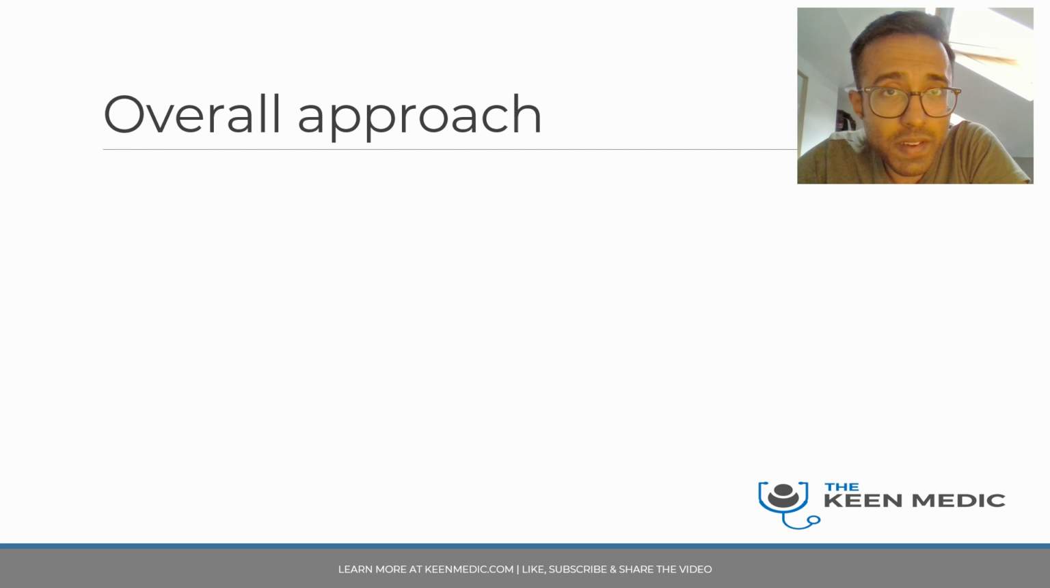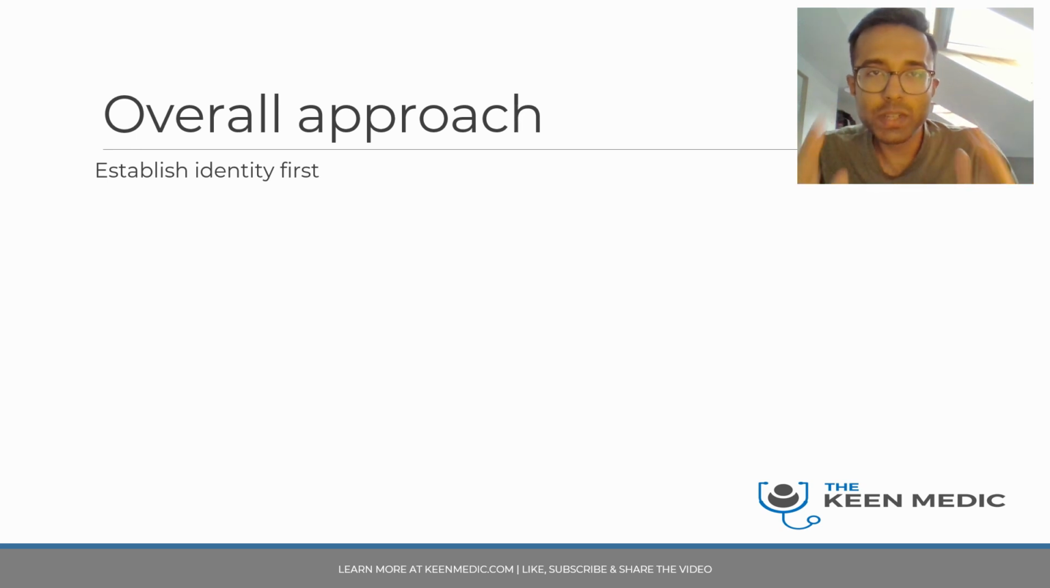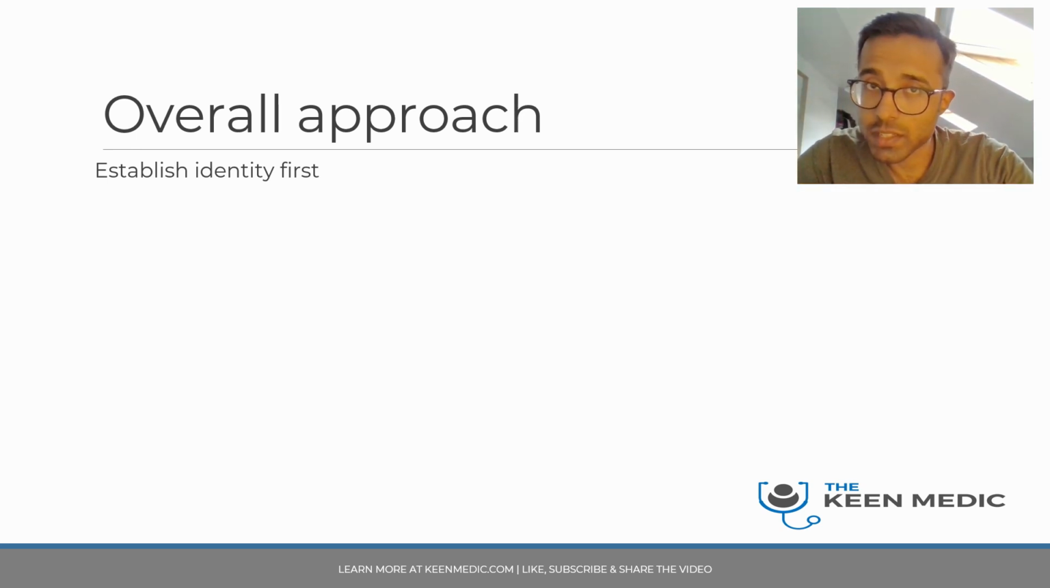So I hope you've had a think. So here's the overall approach that I would recommend. First and foremost, as you go into the station, establish the identity of the person in front of you first. You will have the patient's name and potentially the date of birth or their age at least. So you should always check that you've got the right person with you at that moment in time.